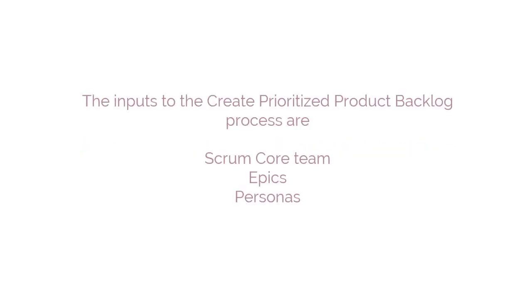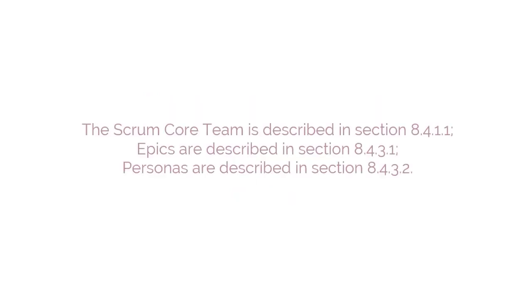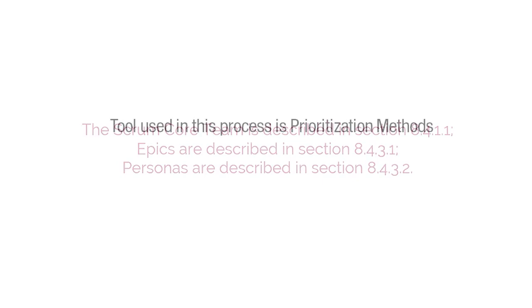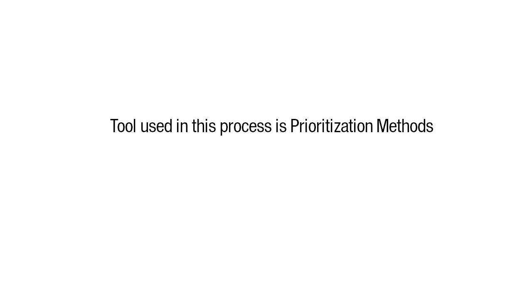The inputs to the Create Prioritized Product Backlog process are Scrum Core Team, Epics, and Personas. The Scrum Core Team is described in section 8.4.1.1. Epics are described in section 8.4.3.1. And Personas are described in section 8.4.3.2. The tool used in this process is the prioritization method.